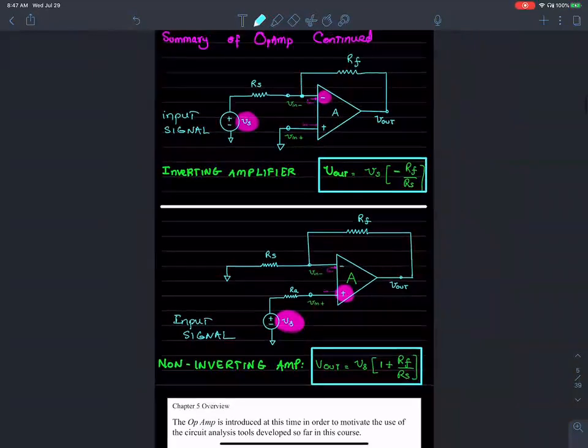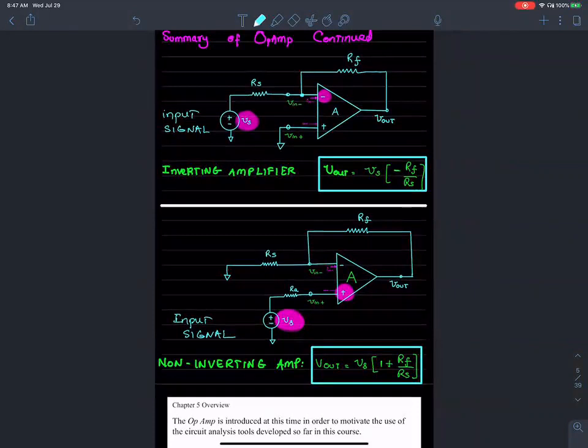The main difference between how these op-amps are configured, how they are connected on their terminals, is that an inverting amplifier has an input signal going to the negative terminal, while a non-inverting amplifier has an input signal going to the positive terminal. That's all there is to it. Questions, please.